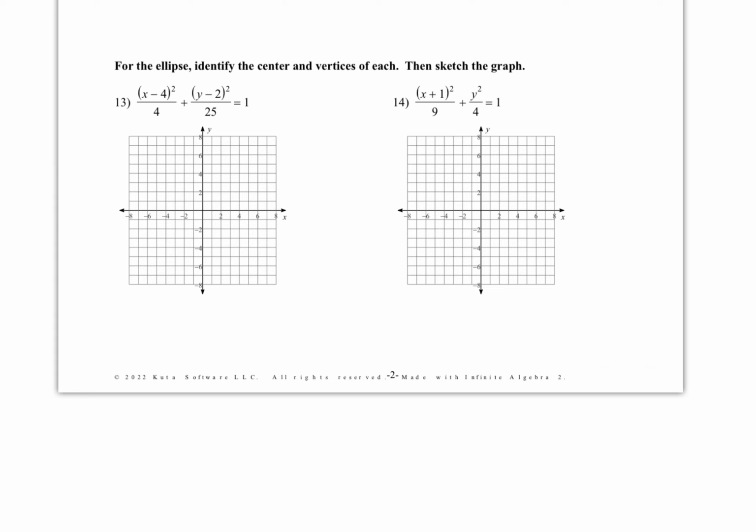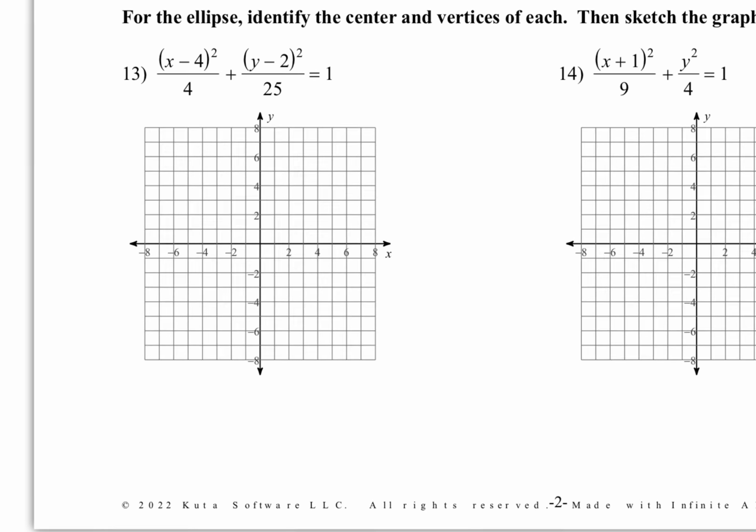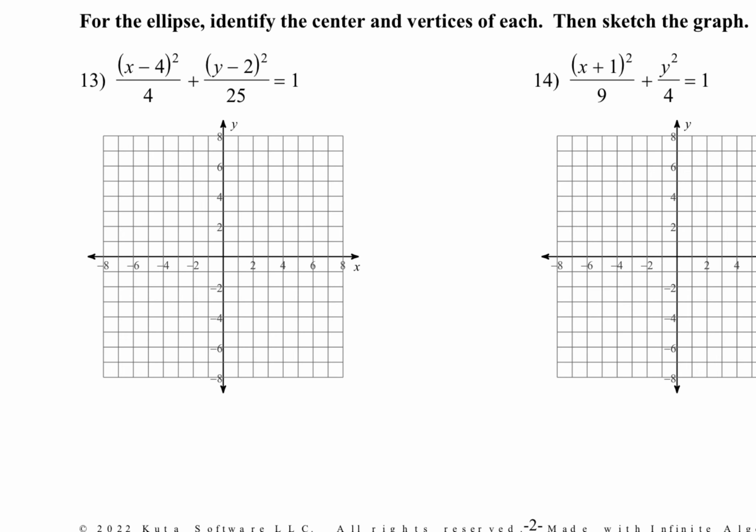Next set. For an ellipse, identify the center and the vertices, then sketch. I remember when we identify them by just pointing them out. So the center, so we've got x minus 4 squared over 4. I'll make it a little bit bigger so you can see it. This is in your Schoology too. So x minus 4 squared over 4 plus y minus 2 squared over 25 equals 1.